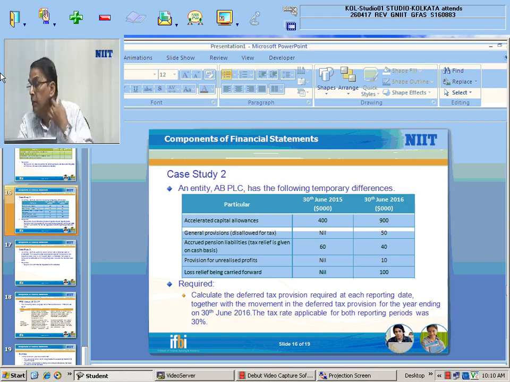So calculate the deferred tax provision required at each reporting date together with the movement of the deferred tax provision for the year ending 30th June 2016. The tax rate applicable for both reporting periods was 30%. So let's look at the deferred tax provision for each reporting date.